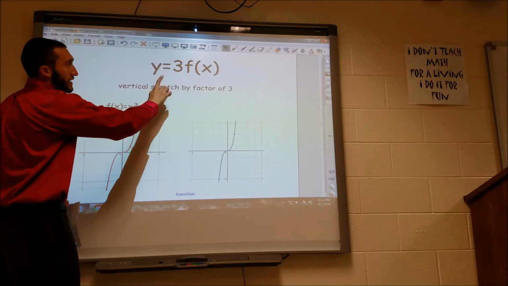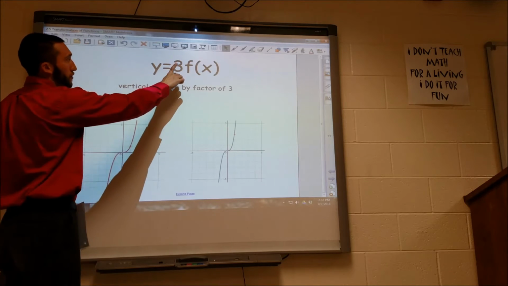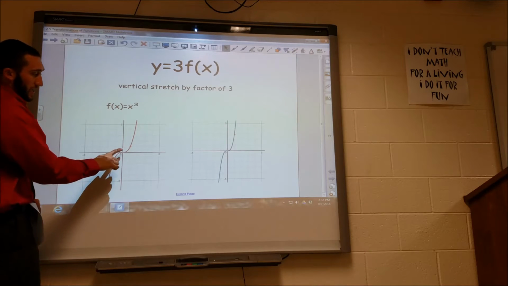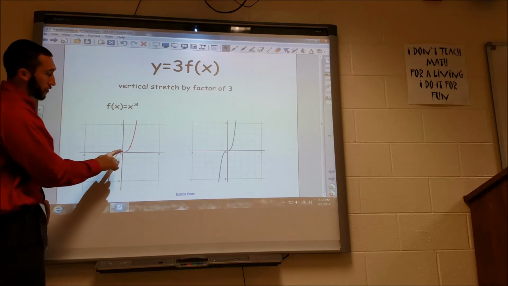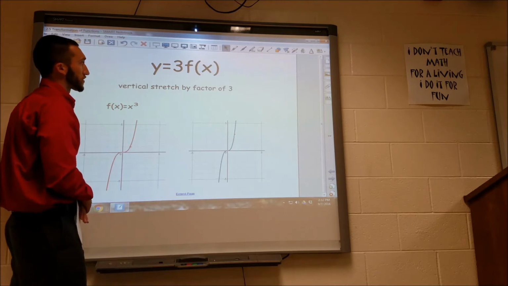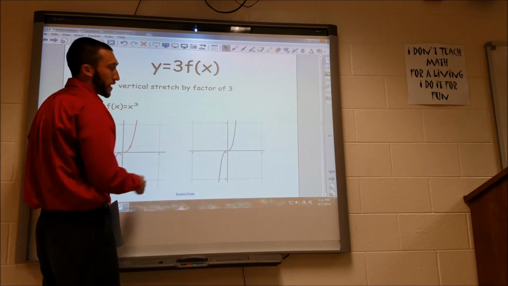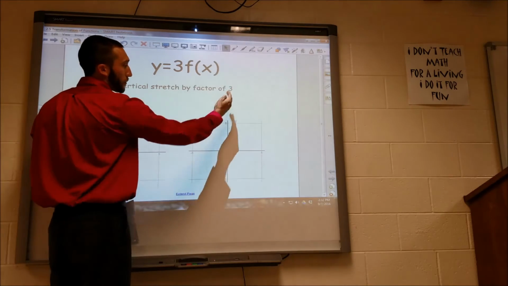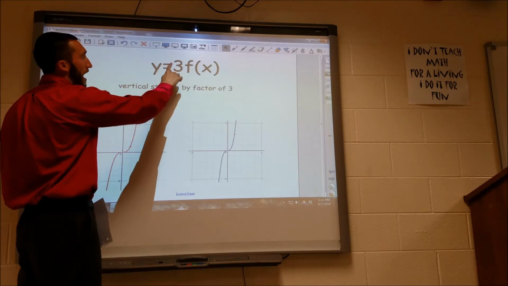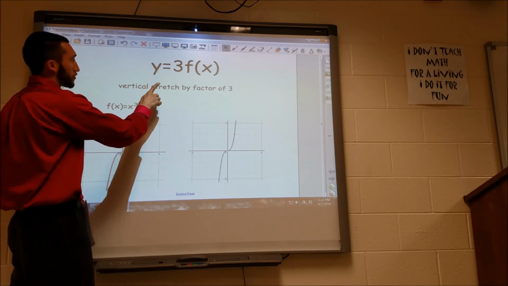If I have a 3 times my whole function, so I'm vertically stretched by a factor of 3 if the 3 is being multiplied by the entire function. What that vertical stretch means is, here I can see that my x cubed function goes through the point 1, 1. When I have my 3 times x cubed, my 3 times my function, we can see that the y is already at 3 by the time x gets to 1. So it's going up 3 times quicker. We call that a vertical stretch. So if it's a number outside of our function being multiplied by our function, and it's a whole number, it's a vertical stretch.